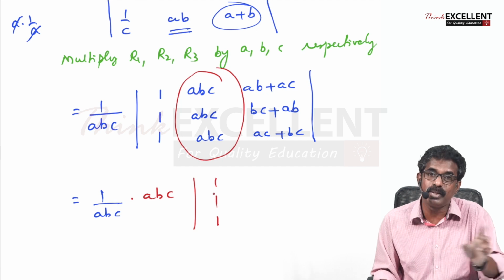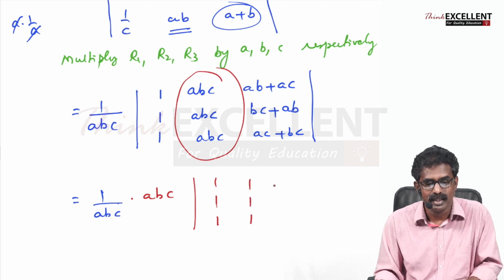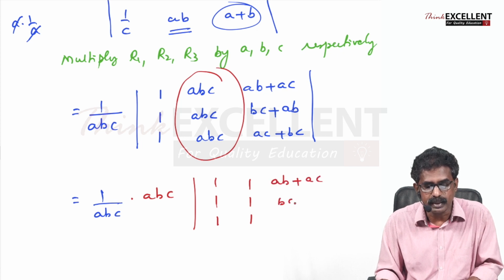Second column, ABC you are taking out. So you are getting 1, 1, 1. Yes or no? Yes. Then the third column: AB plus AC, BC plus AB, AC plus BC.